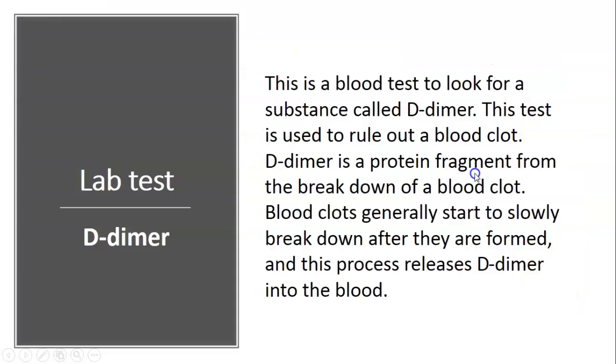The lab test to look for is called a D-dimer. This is actually used to rule out a blood clot. A D-dimer is a protein fragment that breaks down from a blood clot. So if there's elevation, it's indicative of a blood clot. Clots typically start to slowly break down after they're formed, and like I said, they release the D-dimer into the bloodstream.